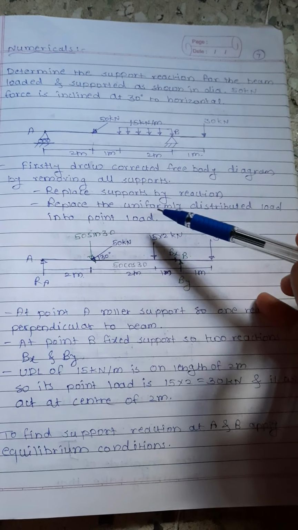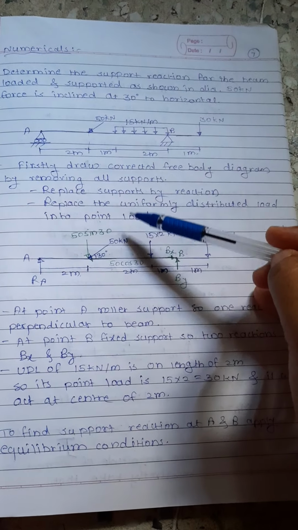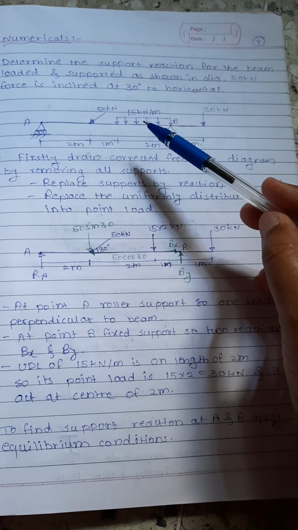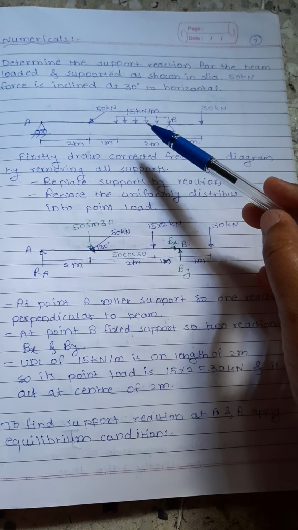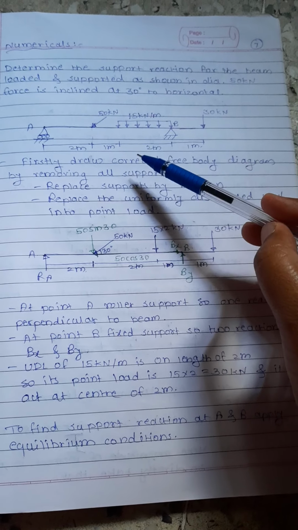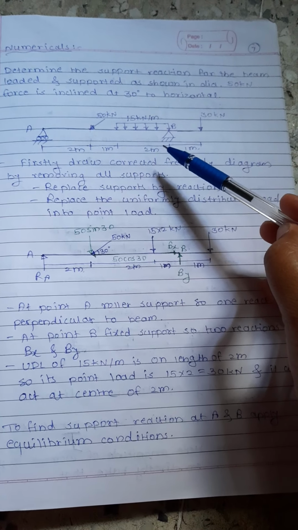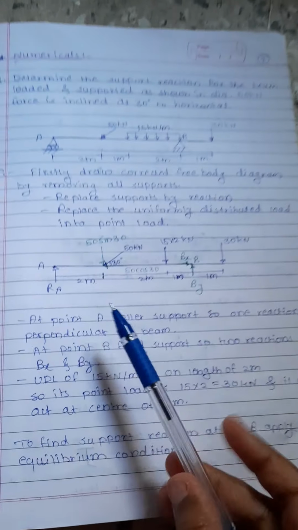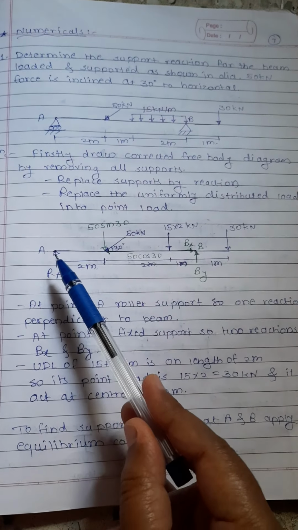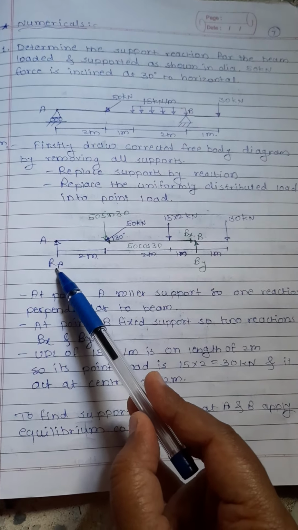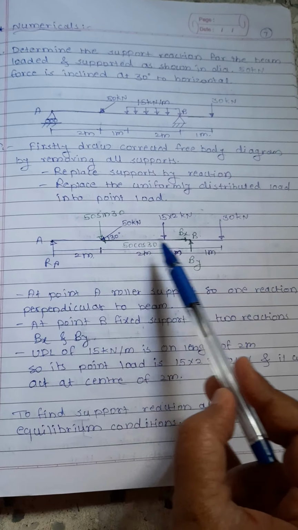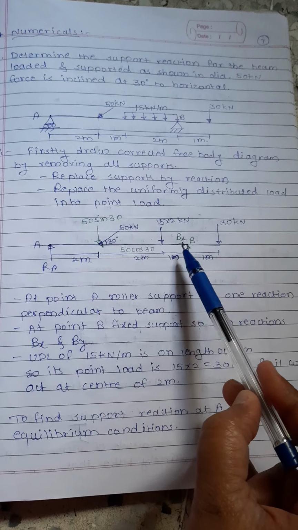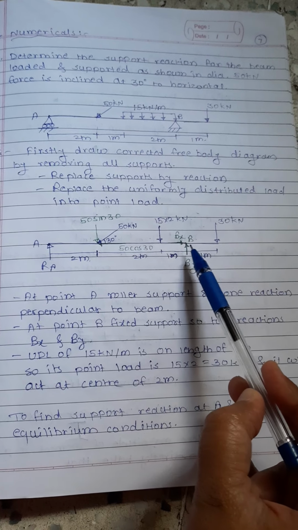Then replace the uniformly distributed load with a point load. That means the 15 kilonewton per meter load, uniformly distributed over the length of 2 meter, we have to convert into the point load. Now this is the free body diagram. At point A a roller support is there, so there is one reaction perpendicular to the beam, and at point B there is a fixed support, so two reactions, Bx and By.